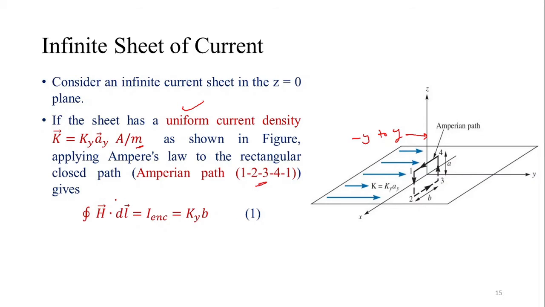As per Ampere's circuital law, the closed integral of H dot dl is I enclosed. I enclosed is the current density times the dimension. Here the dimension is b, and here it is a. So the current into the dimension is Ky b. So H dot dl is equal to I enclosed, that is Ky b.